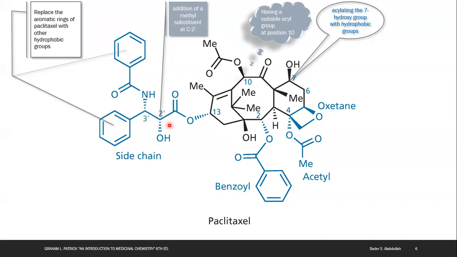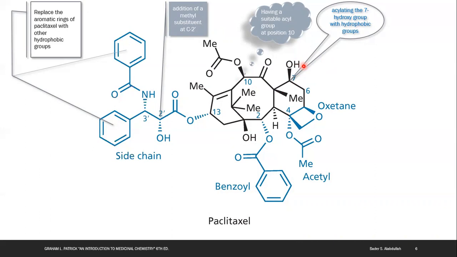As you would know, this will make the molecule more rigid, and this will prevent the rotation that will give you the better analogs. Okay. Also, having a suitable, as we said, suitable acyl group at position number 10 will improve activity and make the compound resistant to P-glycoprotein, as well as acylating the 7-hydroxy group with a hydrophobic group improve activity.